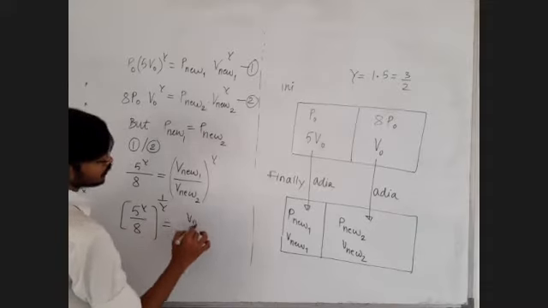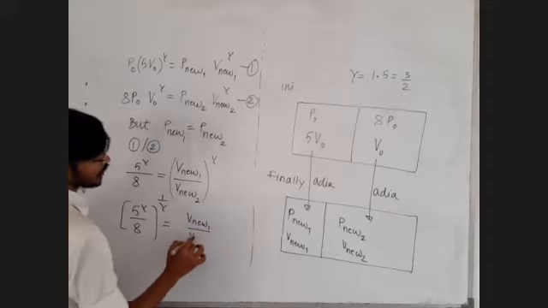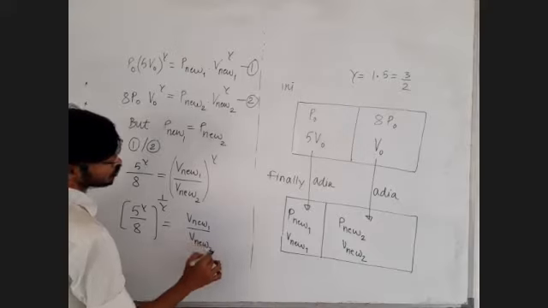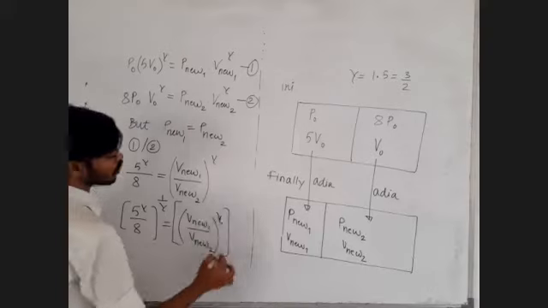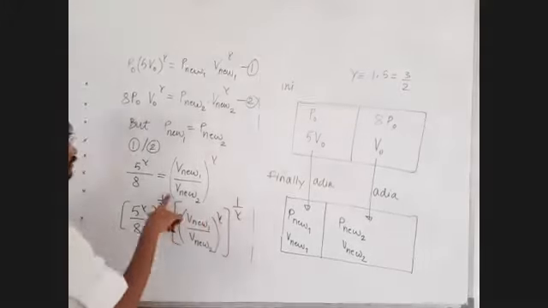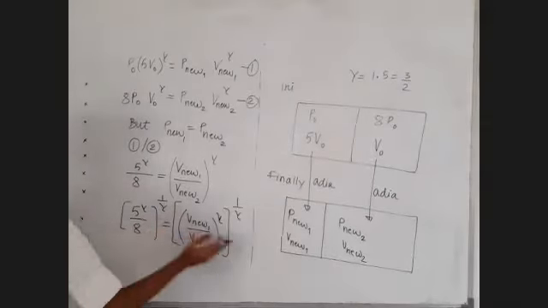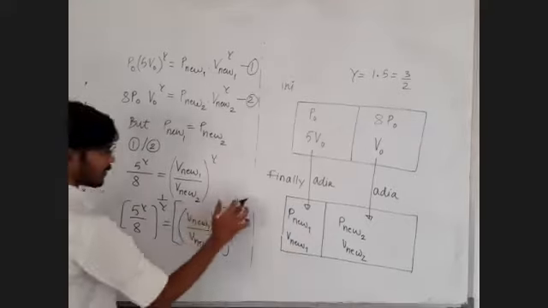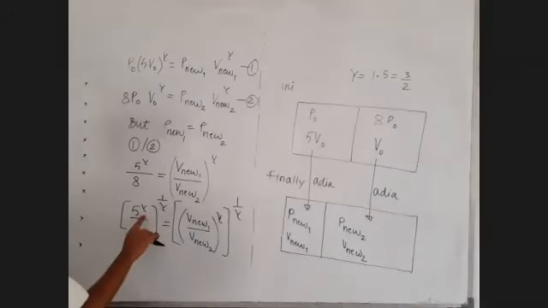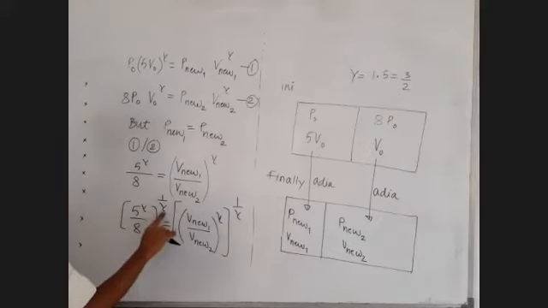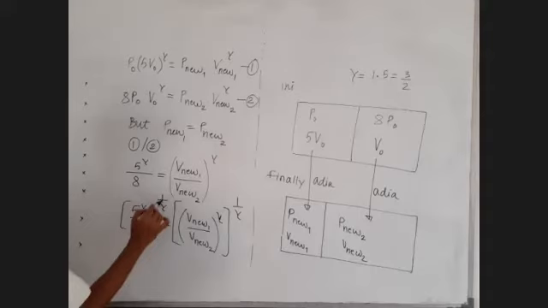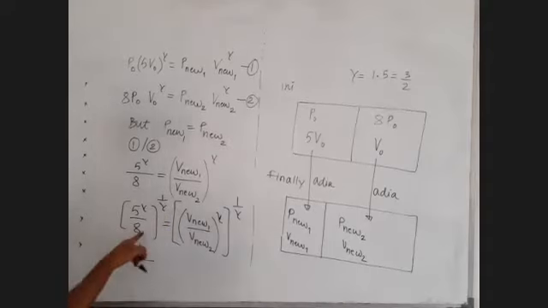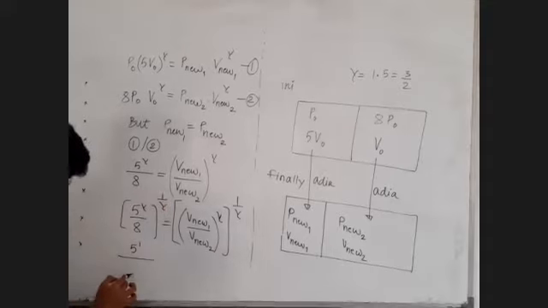Similarly, (V new 1 divided by V new 2) whole raised to gamma, and again this whole raised to 1 upon gamma. Taking gamma root on both sides, just like taking square root on both sides. Index of index is multiplication of index. So 5 raised to gamma into 1 by gamma, gamma into 1 by gamma is 1. So 5 raised to 1 divided by 8 raised to 1 by gamma as it is.